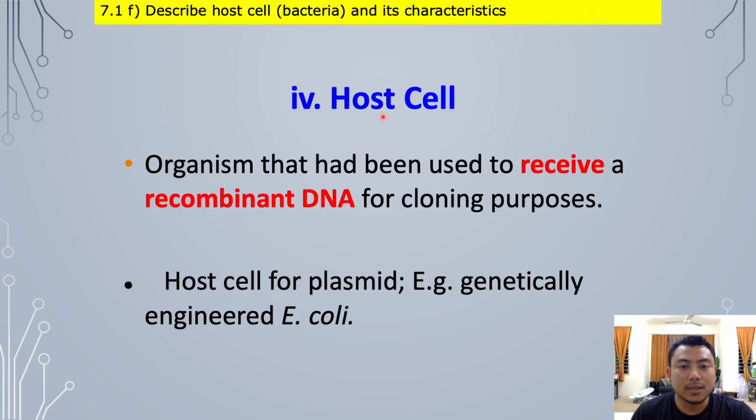Okay, here is the characteristics of a host cell. So a host cell is an organism that had been used to receive a recombinant DNA for cloning purposes. Okay, remember again, recombinant DNA means having the DNA that have been modified, yang jadi alter. And the host cell for plasmid is genetically engineered E. coli. So plasmid biasanya kita akan masukkan dekat dalam E. coli.